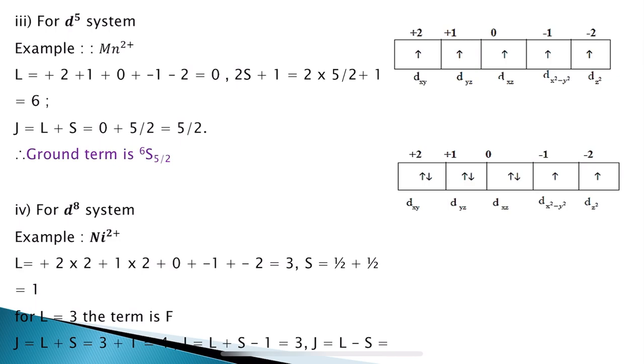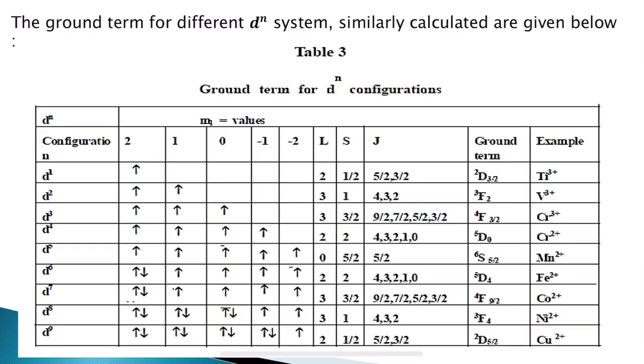Since this is more than half filled, or completely filled, in this example also, since it is more than half filled, we are going to use the highest value. Here the highest value is 4. If you see it in your textbook, you will understand. Since it is more than half filled, the stable state is 4. Therefore, the ground term is 3F4. So, this is the ground term for different dn systems.